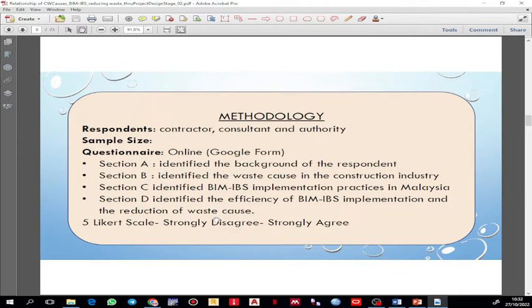Methodology. My respondents are from contractors, consultants, and authorities. The questionnaire through Google Form is divided into 4 sections. Section A identifies the background of the respondent. Section B identifies the waste cost of the construction industry. Section C identifies BIM IBS implementation practices in Malaysia. And Section D identifies the efficiency of the BIM IBS implementation and the reduction of the waste cost. I used a Likert scale from strongly disagree to strongly agree.